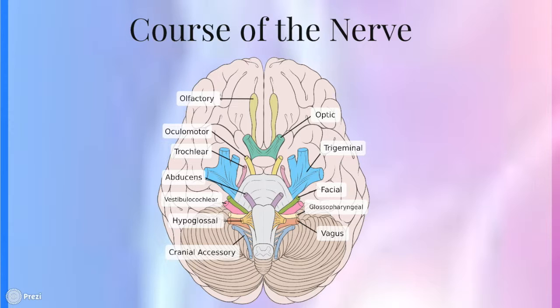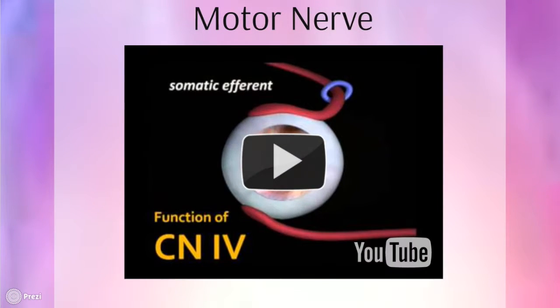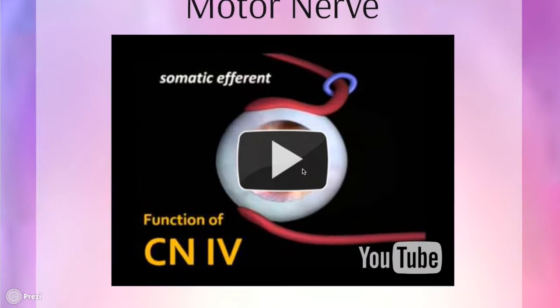Its next movement follows the walls of the cavernous sinus. It then enters the eye orbit via the superior orbital fissure as its final destination. The trochlear nerve is a motor-only nerve. In this video, you can see how the nerve turns the eyeball.